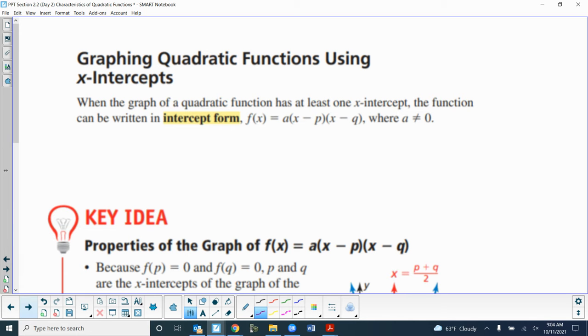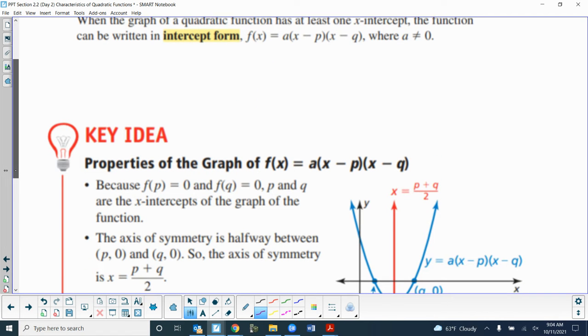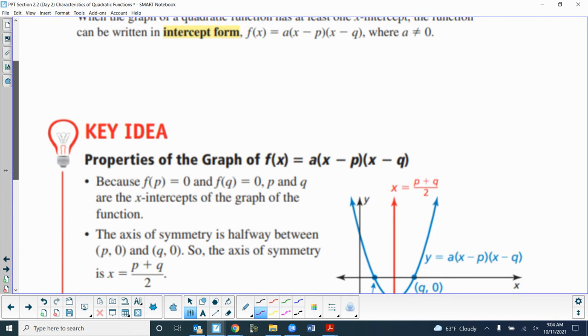So they call this intercept form here. We still got our a value, and then x minus p and x minus q. It's what we call factored form. Okay? So intercept form is when our standard form gets factored. And we'll do some factoring here eventually, these quadratics.